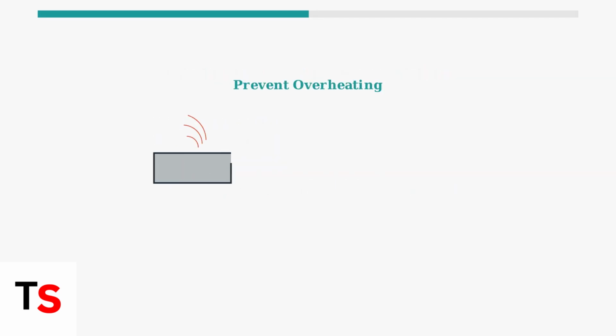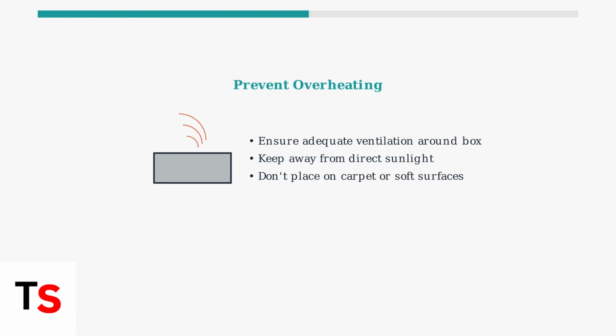Overheating can cause black screens. Ensure your Fetch box has adequate ventilation, keep it away from direct sunlight, don't place it on carpet, and regularly check for dust buildup on the vents.